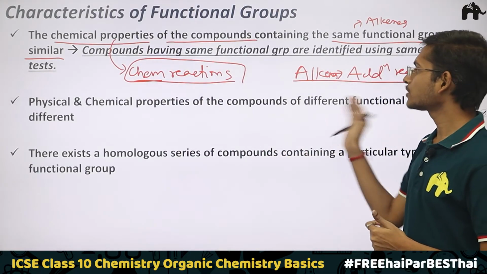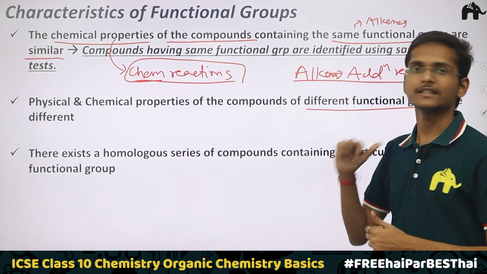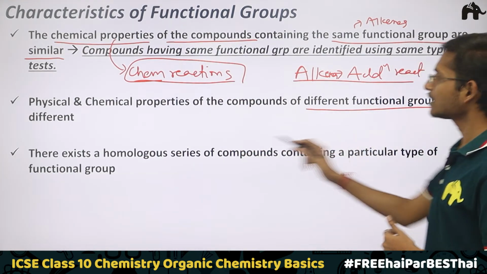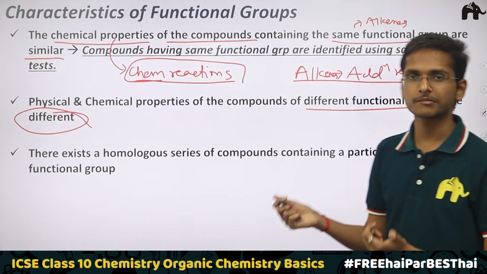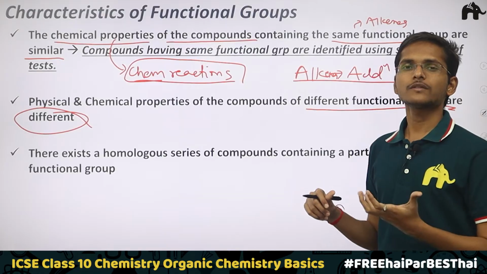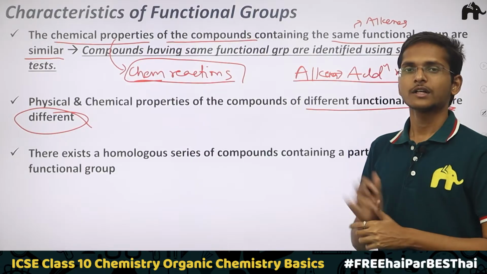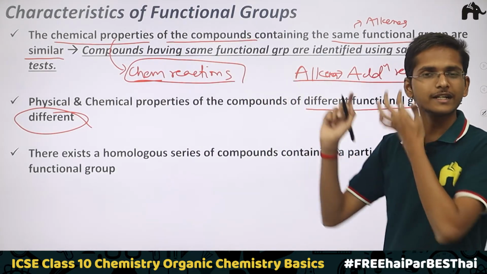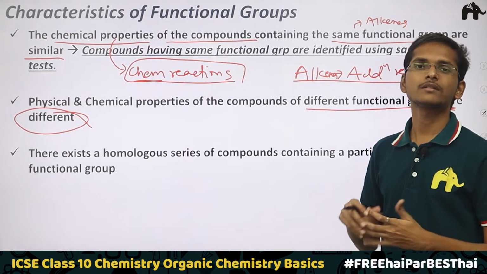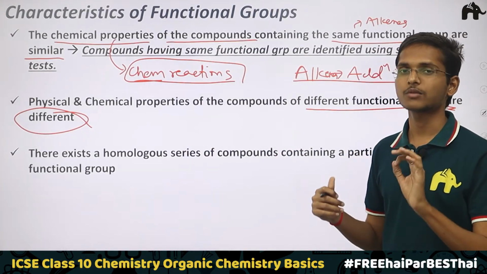Physical and chemical properties of the compounds of different functional groups. Suppose for example alkane and alkene. These are compounds with different functional groups, and their physical and chemical properties are different. Obviously they would be different because functional groups affect the physical and chemical properties as well. Most of the time functional groups affect chemical properties, but they do affect physical properties as well. We have seen this initially: the alkyl groups mainly determine the physical properties, but the functional groups mostly determine the chemical properties. But sometimes functional groups also largely affect the physical properties.